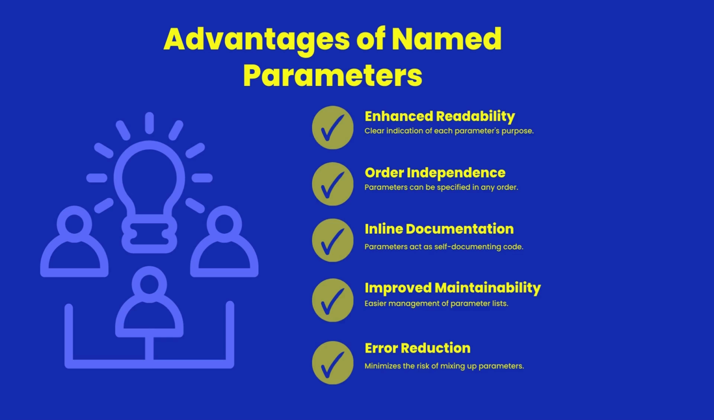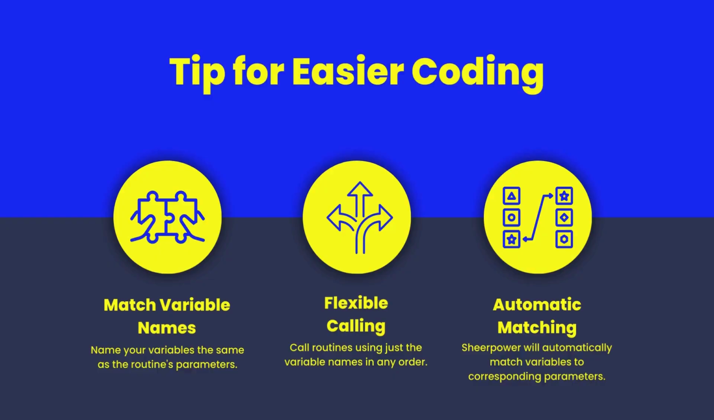Named parameters enhance code readability, provide order independence, serve as inline documentation, improve maintainability, and reduce errors by minimizing the risk of mixing up parameters. For easier and clearer coding, name your variables the same as the routine's parameters. This allows you to call a routine using just the variable names, in any order, and Sheerpower will automatically match them to the corresponding parameters.